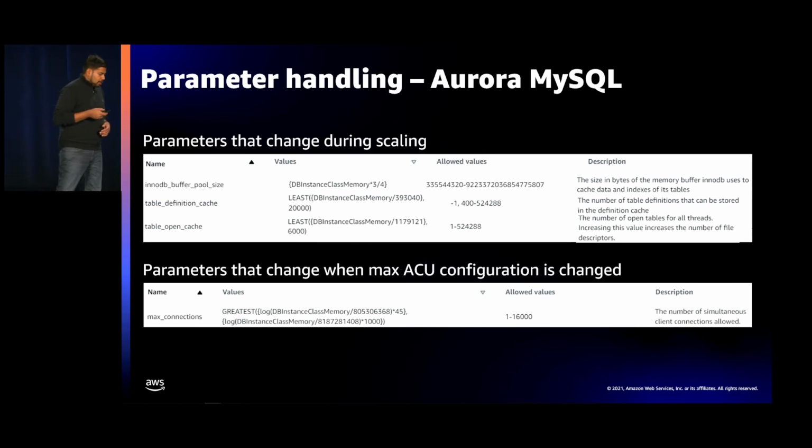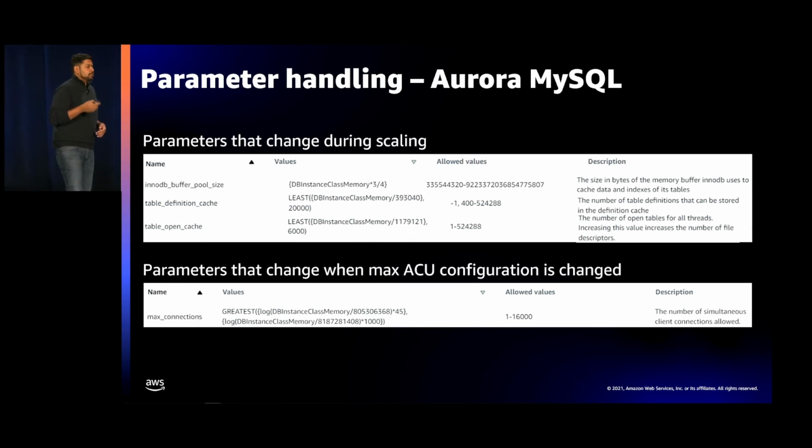Also important to note is how we manage some of these parameters. So I touched upon some of them, the buffer pool size. It is automatically adjusted based on your database instance's scaling capabilities. Same thing with table definition cache, open cache, how many tables we can read into memory. All that is automatically managed for you.